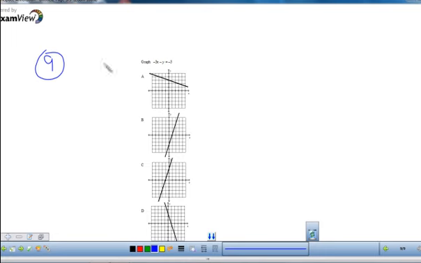Okay, 9. Graph. So we're going to graph using the x-intercept and the y-intercept. To find the x-intercept, we're going to make y equal to 0. So we'll end up with negative 3x equals negative 3, so x equals 1. So my x-intercept is (1, 0). Okay, so here's (1, 0), and here's (1, 0).